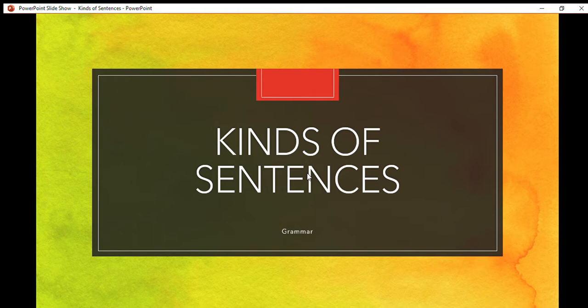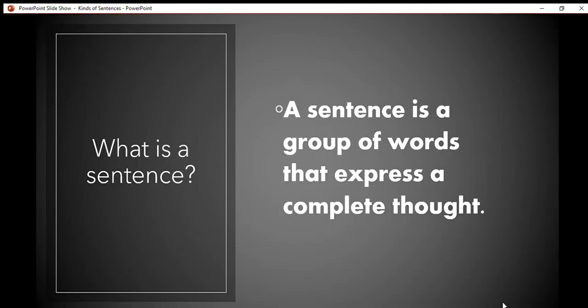Okay, this lesson deals with types of sentences, kinds of sentences. So, what is a sentence? Let's start there. A sentence is a group of words that express a complete thought. Specifically, it has a subject and a verb.